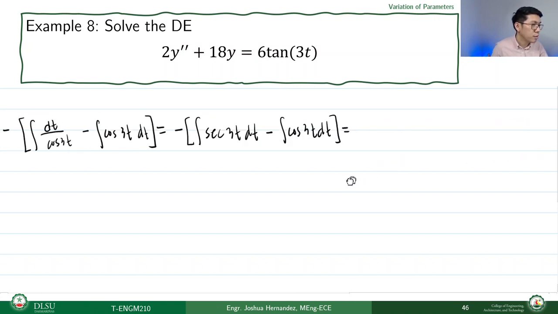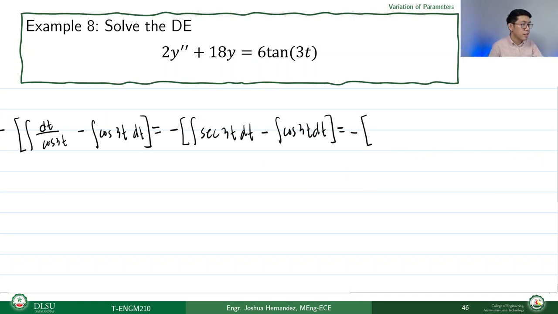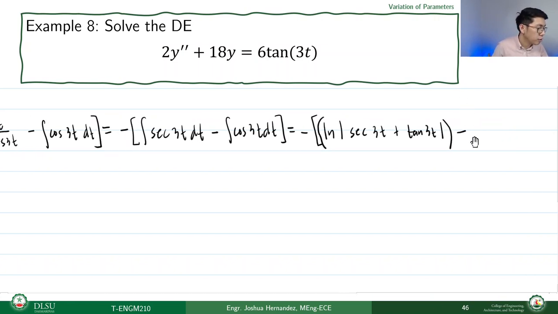So this will be equivalent to negative, the integral of secant 3t is actually ln secant 3t plus tangent 3t, and then minus, what is the integral of cosine 3t? The integral of cosine 3t is actually sine 3t over 3. Okay? So there you have it. We have negative ln secant 3t plus tangent 3t minus sine 3t over 3.